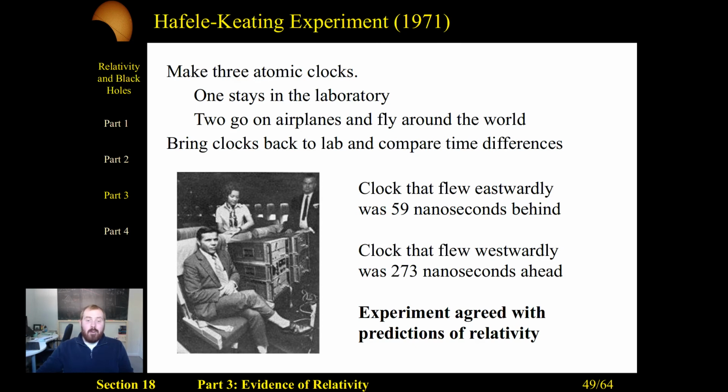And what they found was that the clock that had flown eastward was about 60 nanoseconds behind the lab clock. The one that had flown westward was 273 nanoseconds ahead of the laboratory clock. And this was in strong agreement with relativistic predictions. One went ahead, one went behind because, well, Earth's also rotating. So when you calculate your time dilation, you have to take into account the motion of the airplanes and the motion of the Earth. But either way, this simple experiment, comparing the synchronicity of these 3 atomic clocks, was further evidence confirming Einstein's theories on relativity.